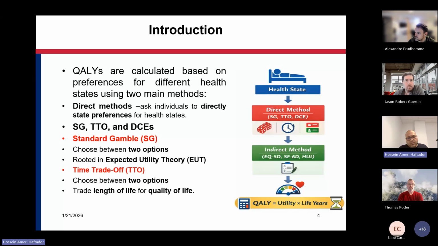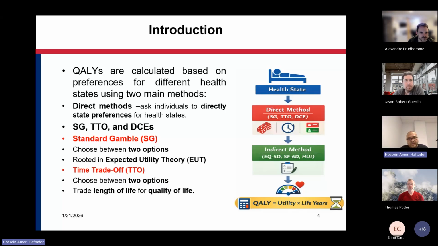A standard gamble is an old approach. It's based on expected utility theory. A standard gamble is also recognized as a gold standard. In a standard gamble, a person is presented with two options, living in a certain health state or living in an uncertain health state. I'm going to explain it in the next slide because we used this method.